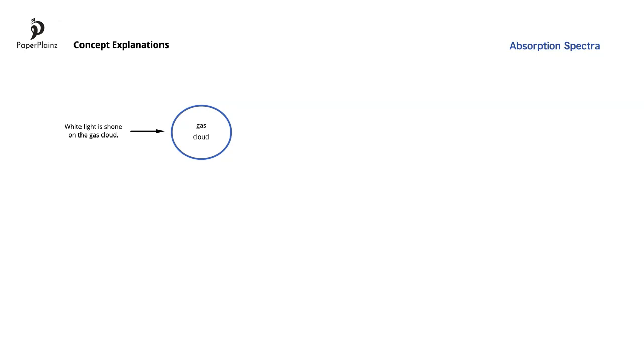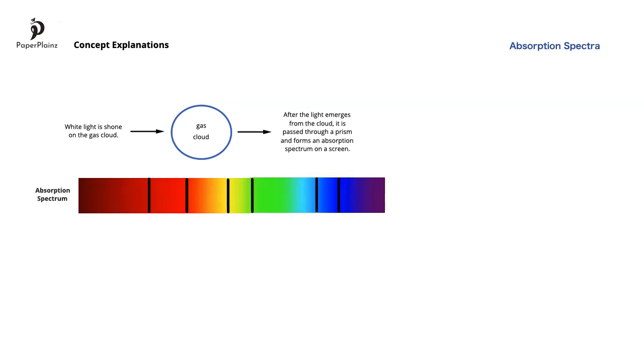Now, after the light emerges from the gas cloud, it is passed through a glass prism and forms an absorption spectrum on a screen that is placed behind the prism. Here's an example of an absorption spectrum. Now, if we use the same type of gas and carry out an experiment like we did in the previous video for emission spectra, we'd get the following emission spectrum.